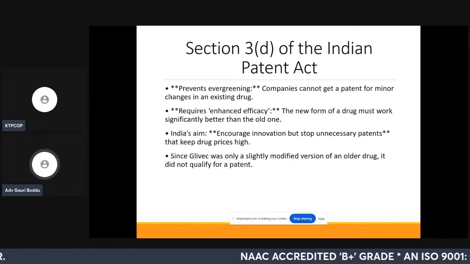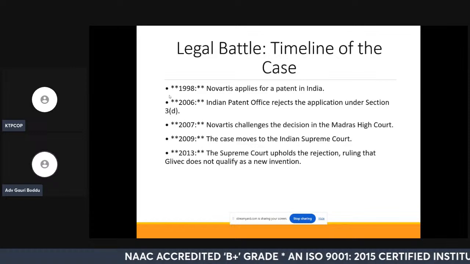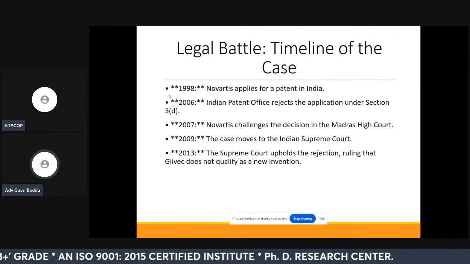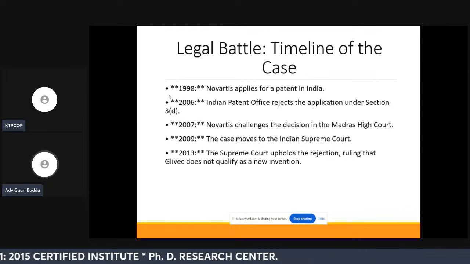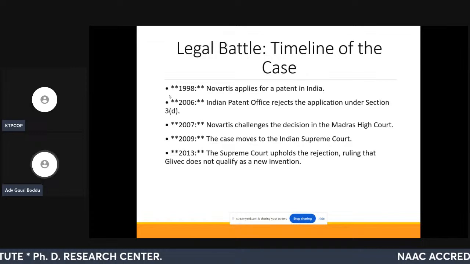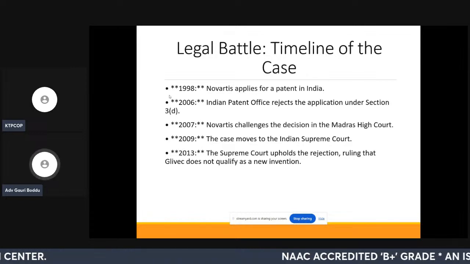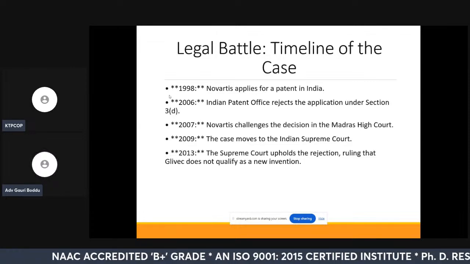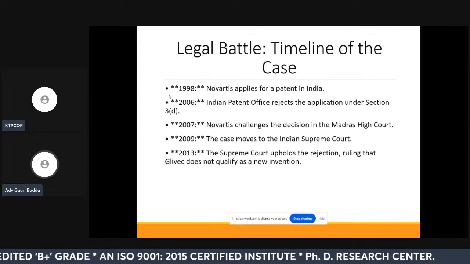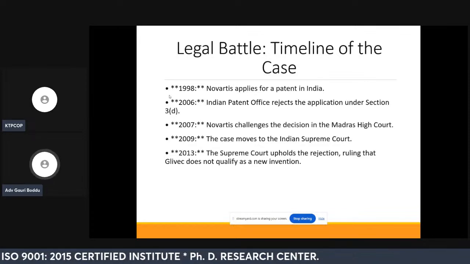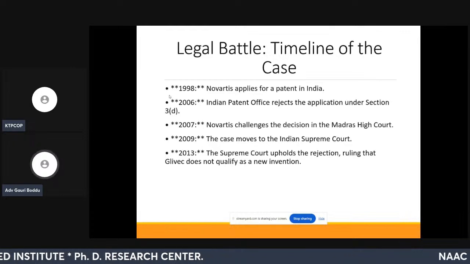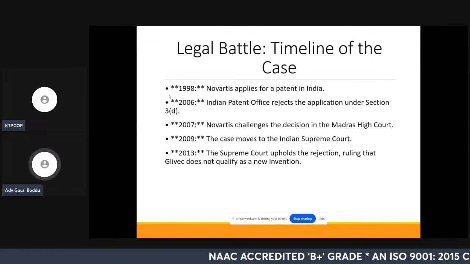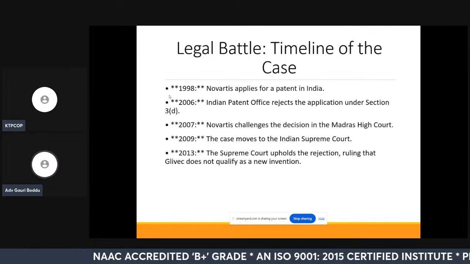So now what is the legal battle timeline of the case? In 1998, Novartis applies for a patent in India. In 2006, the Indian Patent Office rejects the application under Section 3(d), which, as you might understand, prevents evergreening and requires enhanced efficacy. Companies cannot get a patent for minor changes in an existing drug. Under Section 3(d), there should not be a minor change in a drug. There should be a totally different change, but there shouldn't be a minor change. That is Section 3(d) of the Indian Patent Act.